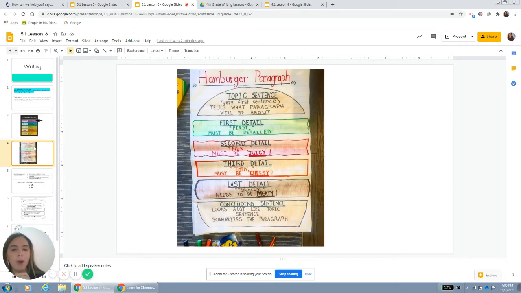Now, the most important parts are what's on the inside of your hamburger. It can be whatever toppings you like if you eat a hamburger or a sandwich, or anything that you like to eat, and those are the details. So it's the first detail or the first evidence. Then comes the second sentence, which is the second detail or the second piece of evidence. Then comes the third detail or the third piece of evidence. That comes inside and then the concluding sentence.